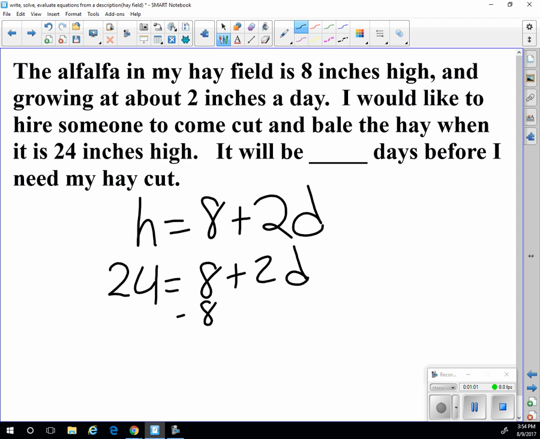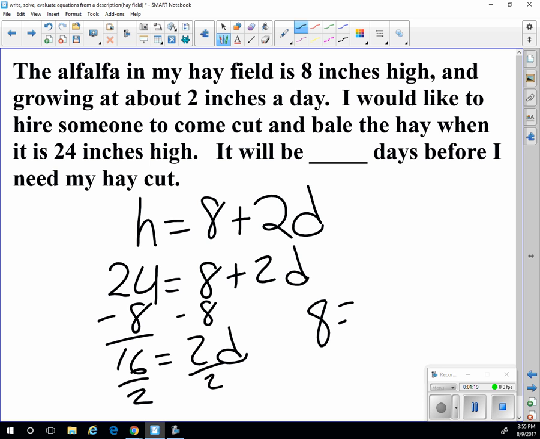We can just subtract the 8 inches that it is already, and that gives us 16. So 2 inches a day to equal 16 inches. That's 16 divided by 2. That tells me that the number of days is 8. In 8 days, I should schedule a guy to come cut it.